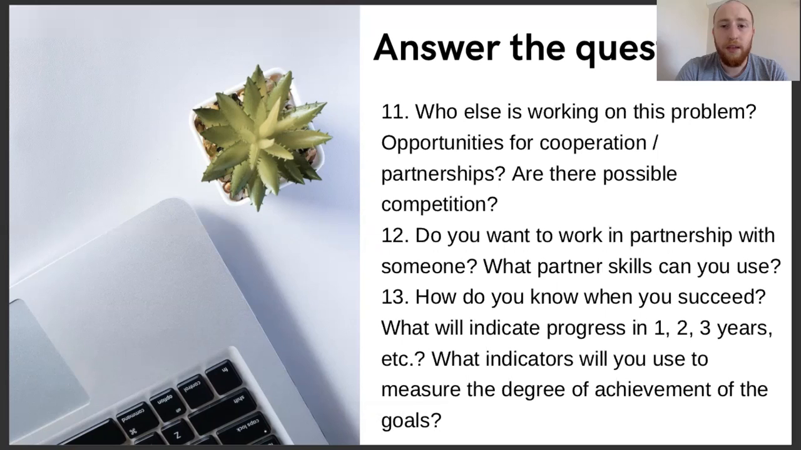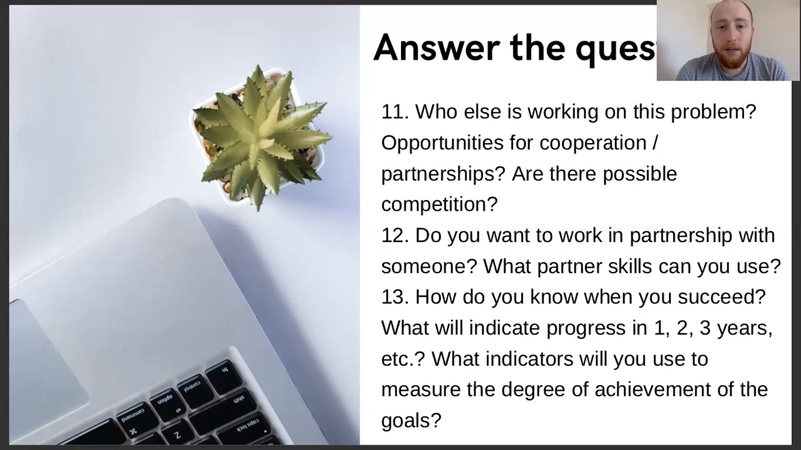Then you should also think of who else is working on this problem. Probably there are chances to cooperate with someone or to build partnership, or there are competitors that are working in the same field, and they can influence your organization in this or that way, in a positive or negative way. You should also consider that. When you think of partners, you should also think through skills, or what use you can give them and what use they can give you. And you should also think of that question. It also helps.